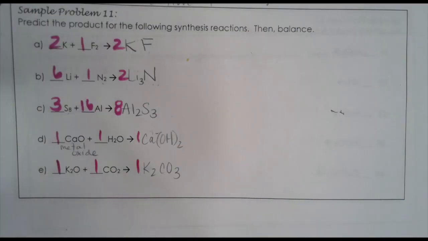So carbonate is the CO3 group with a -2 charge. In this case, your potassium ion will combine with the carbonate ion to produce potassium carbonate, which is K2CO3. And that's it for synthesis reactions. Let's do decomposition next.